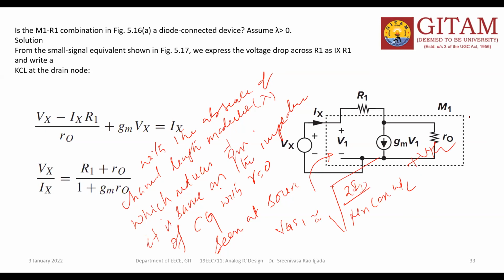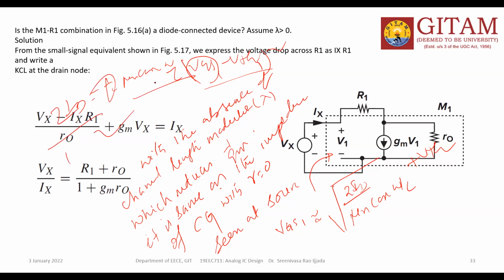What is the current equation? The current equation for M1 in saturation is ID equal to 1 by 2 mu n Cox W by L into (VGS1 minus VTH1) whole square. I want only VGS1, so rewrite the equation. 2 into ID, the factor comes down, equal to (VGS1 minus VTH) whole square. So apply square root, square cancels. VTH comes to this side as plus VTH. This is over.